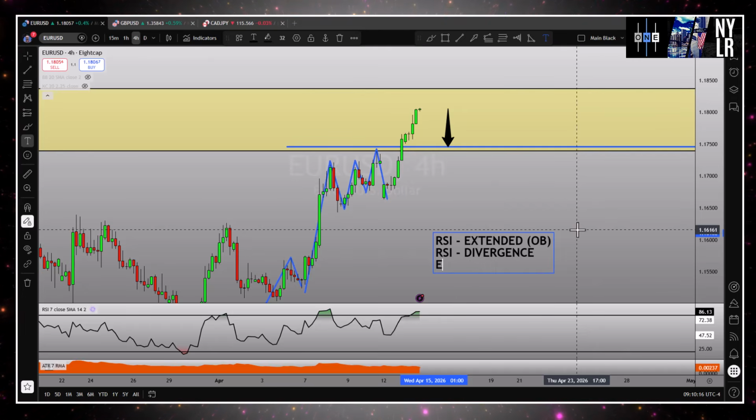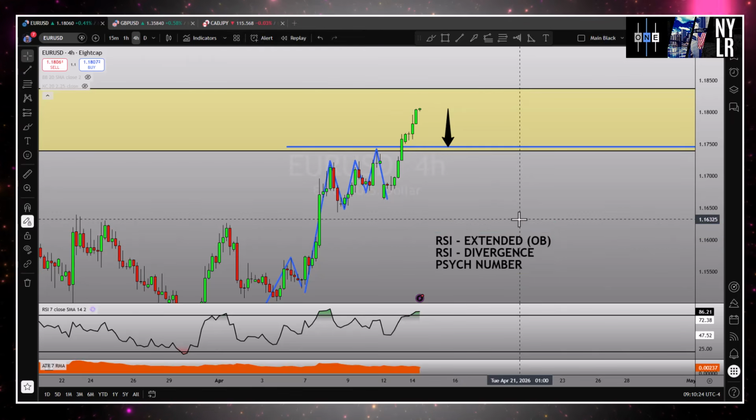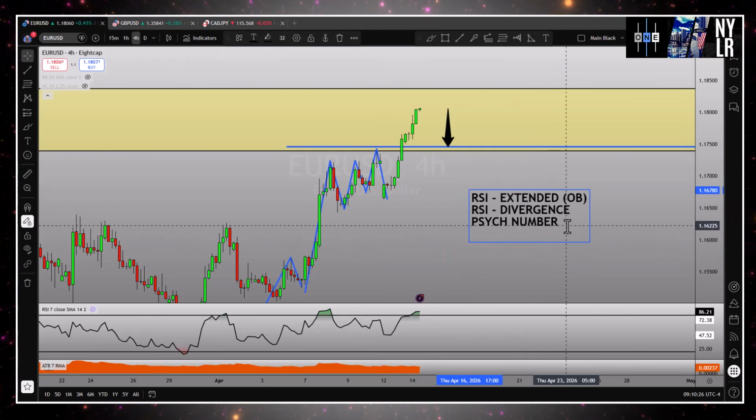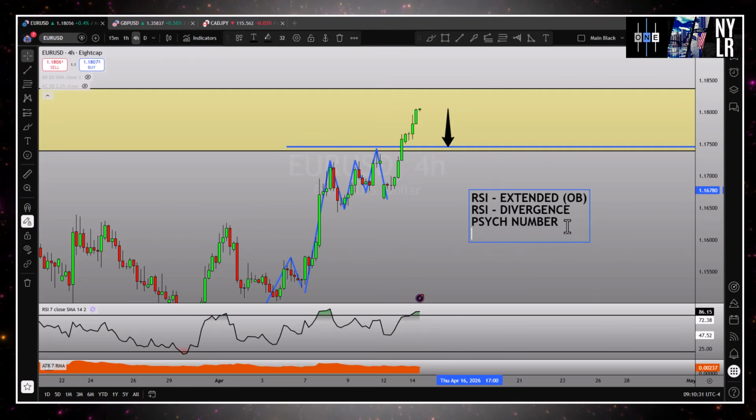Even, let's call it psych number. Even handle number, but psych number. What else? What else? Nope. Lower low, lower close is an entry reason. Those are good ideas. Just want to say that that's next.